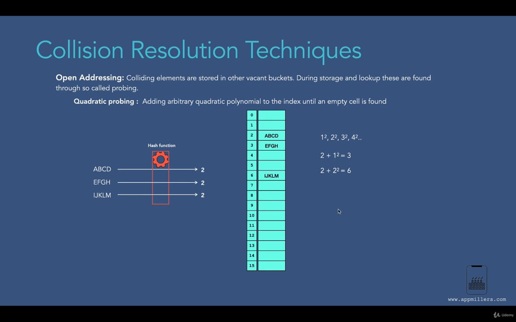This is how it continues until we find an empty cell in our hash table. Every time, we use the quadratic polynomial, add it to the index that we get from the hash function, and look for an empty cell in the hash table. As soon as we find an empty cell, we insert the string there. Now, based on this logic, let's head over to Java and create quadratic probing in practice.